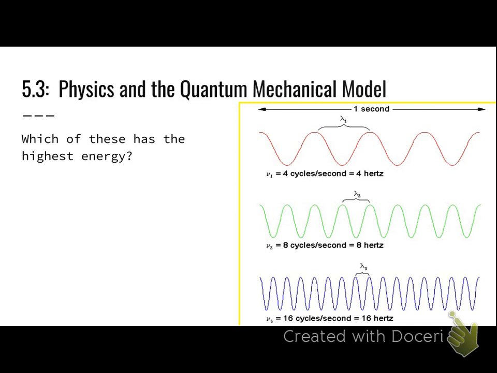So here we see some more pictures of waves. Using the information that we have talked about in the last few minutes, say which of these waves is going to have the highest energy.